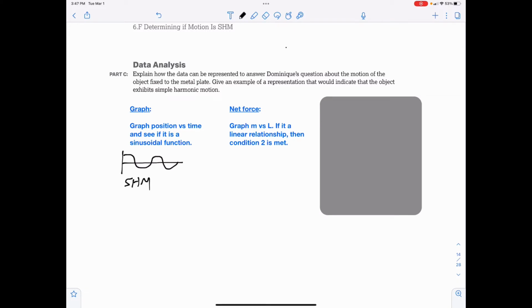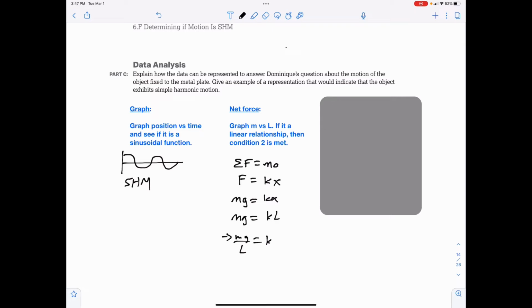Okay, here, net force equals ma, or rather, net force equals kx. Okay, and if we plot, keeping in mind that the force pulling down on it is mg over kx. Okay, x is L, so mg equals kL. Divide both sides by that, and we get mg over L equals k.